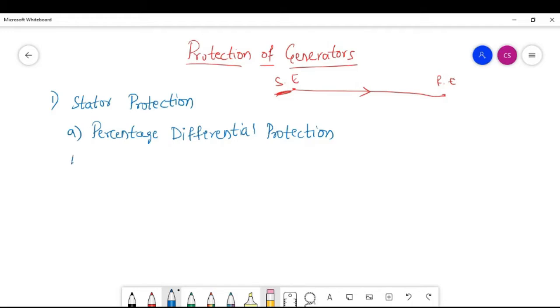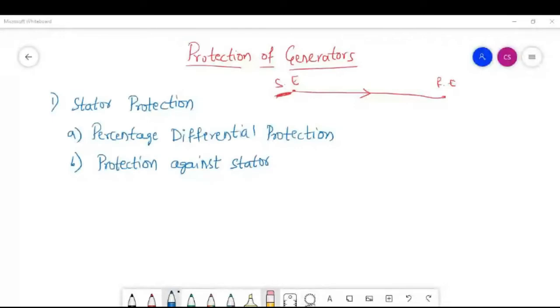And the next one, protection against stator interturn fault.